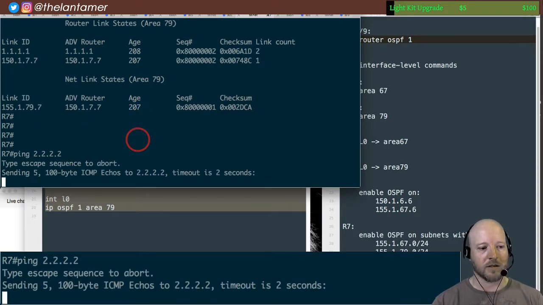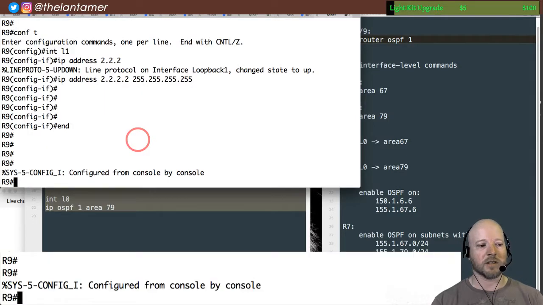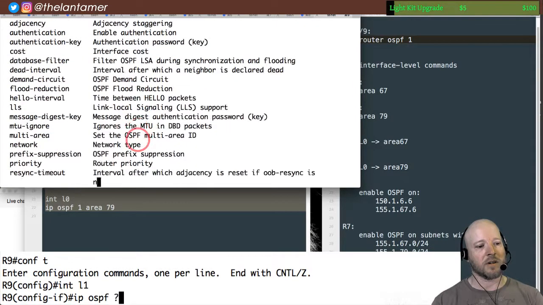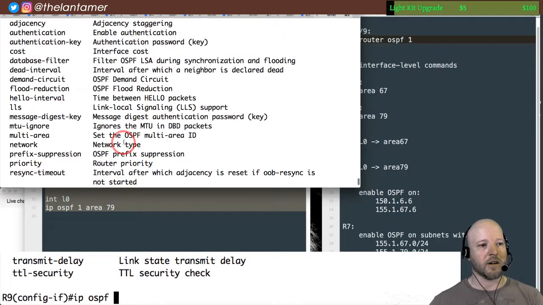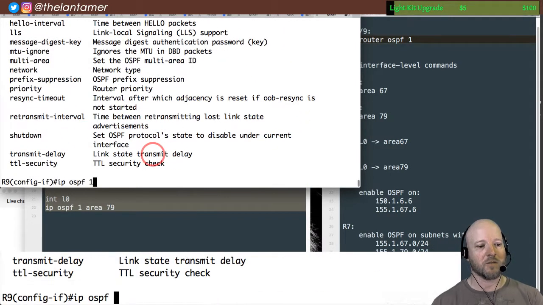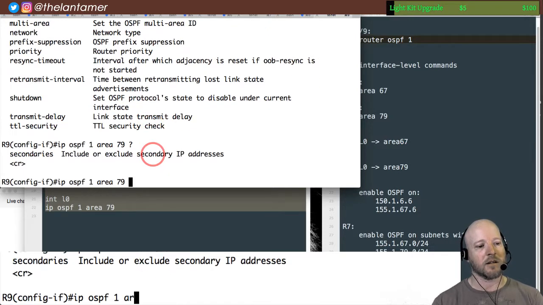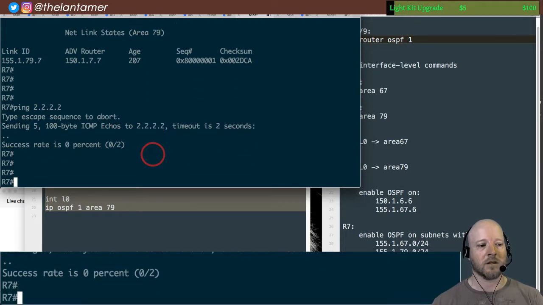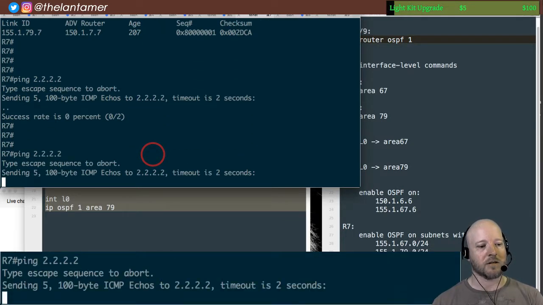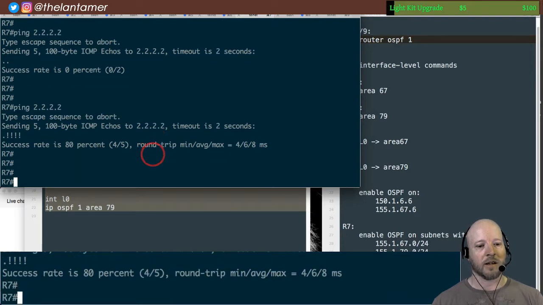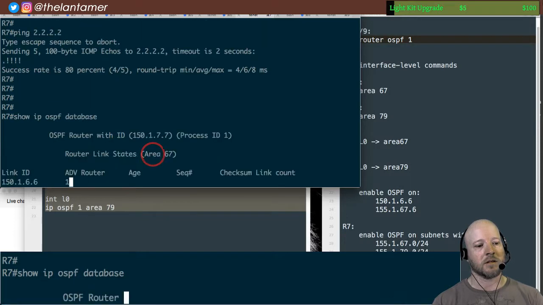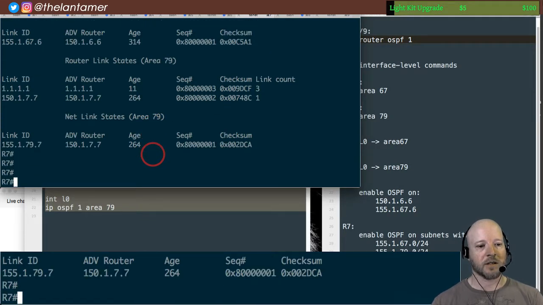Right, he cannot. But if I go over here and I say interface L1, IP OSPF, what is it, area or process ID first? 1 area 79. Now I should be able to get to it. And I can. But is it in the database? I sure as heck don't see it there.